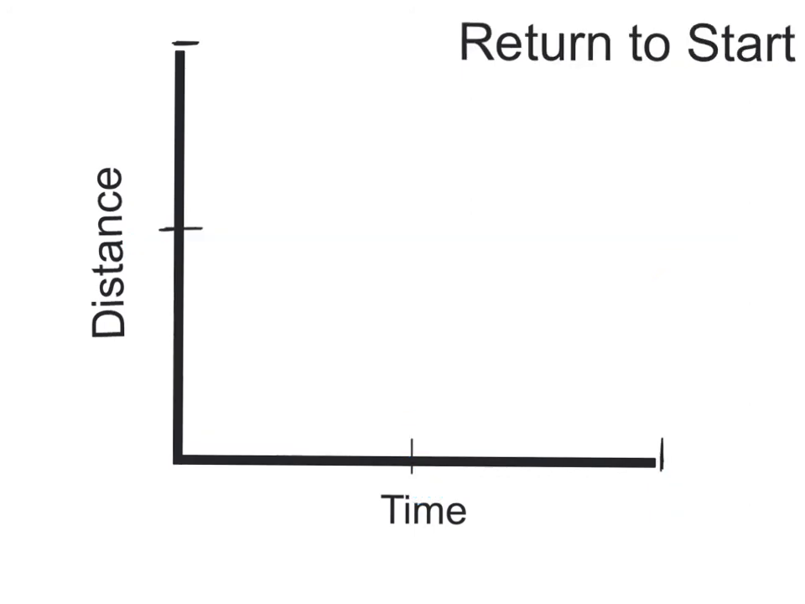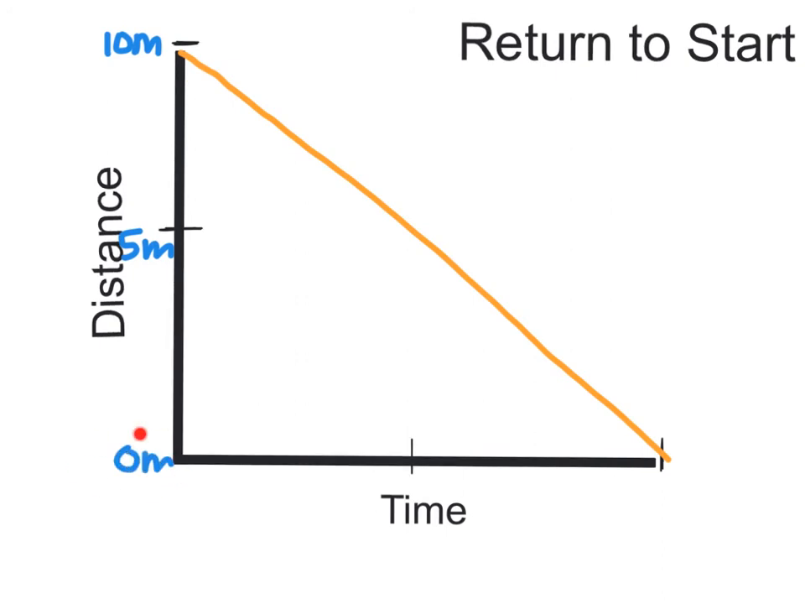For the last one, we're going to look at return to start. With this, you're going to be starting at a distance. So you are farther away and coming back to the beginning. So we would say if you're starting at 10 meters away and you come back to the beginning. So similar to our deceleration one, only it's a straight line. So you can see we're moving from 10 meters back down to 0 meters in a certain period of time. So in this case, it took us 10 seconds to get back to the start, which was 10 meters away.